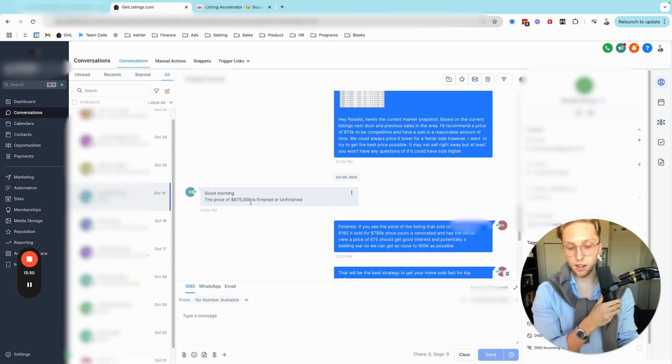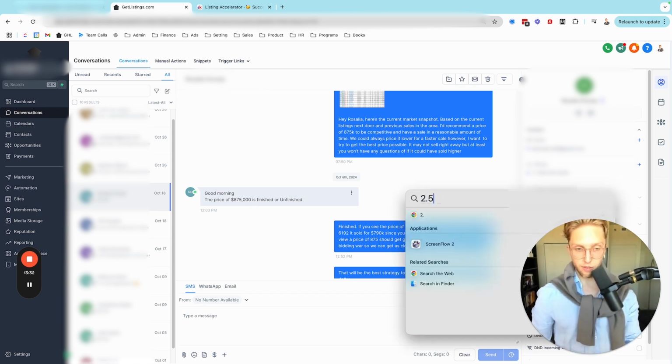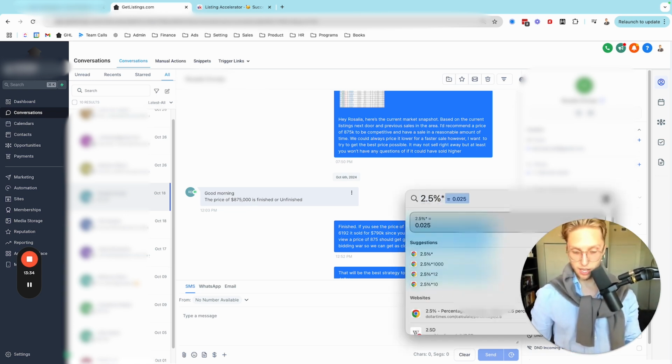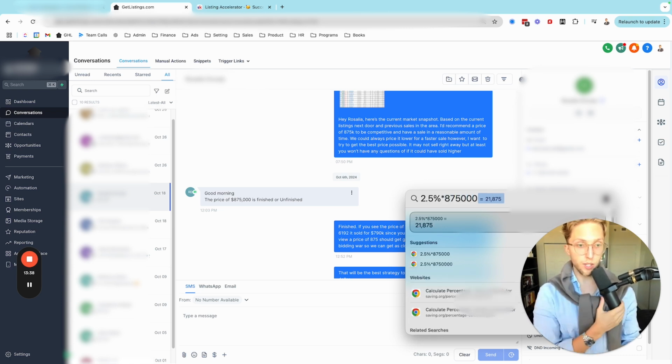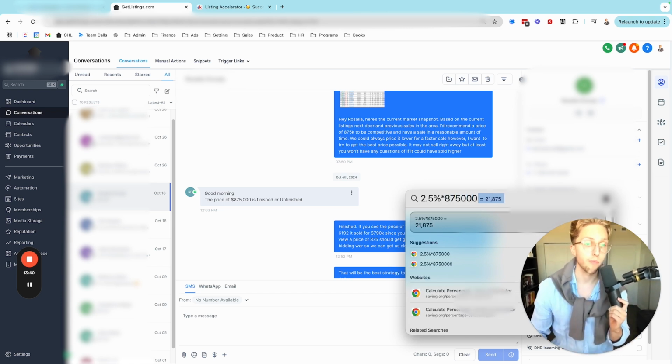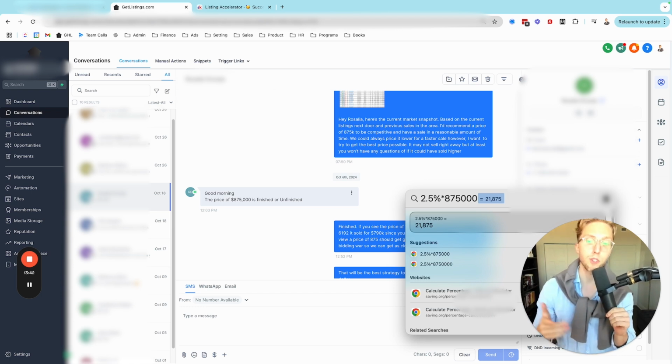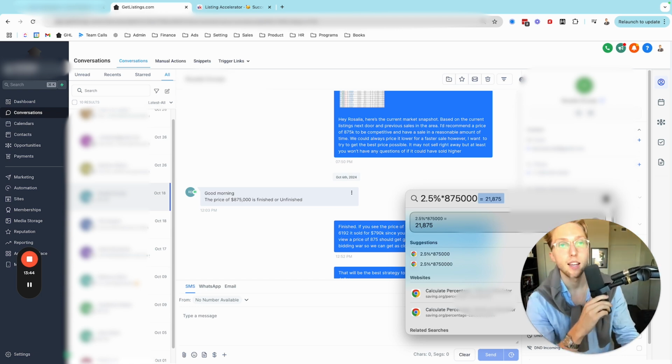So right there, let's just calculate it. 2.5% of 800. Boom. That's almost 22,000. $22,000 for the $670 that I spent. And I got that listing on a contract.